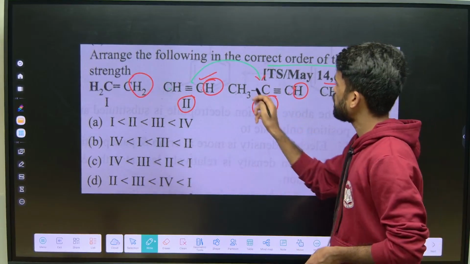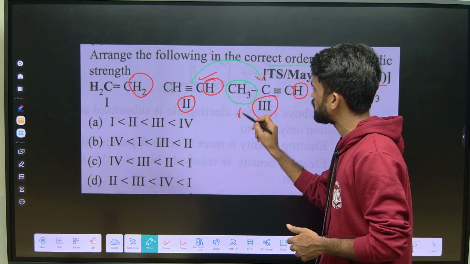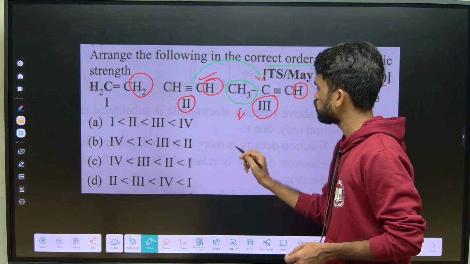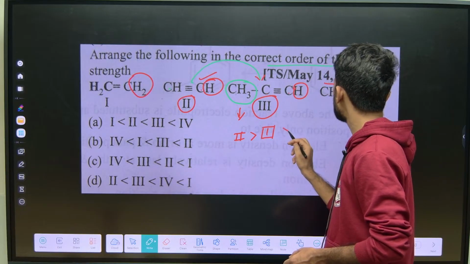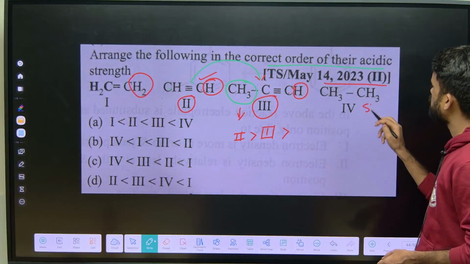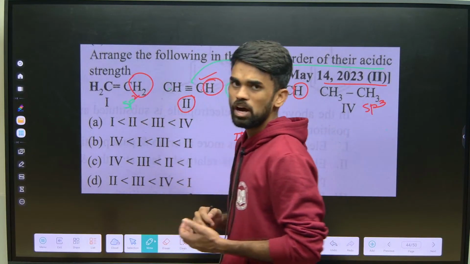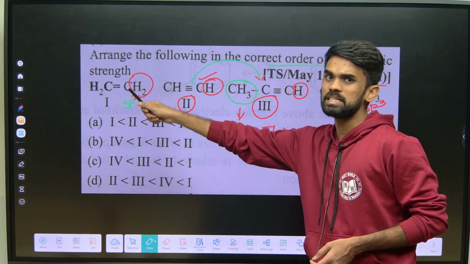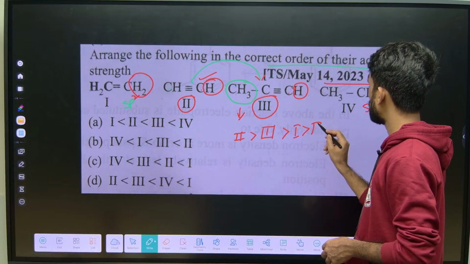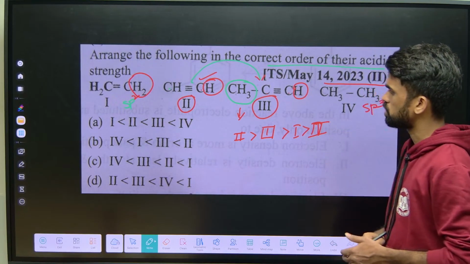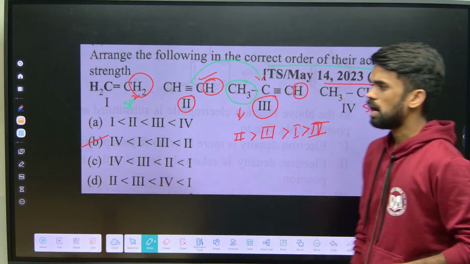See here, whenever electron releasing groups like alkyl groups are there, the acidic nature relatively decreases. Therefore, there is no such group here. So 2 is more acidic, after that 3, and after that you have carbons with sp3 hybridization, and here carbons with sp2 hybridization. So where do we have more acidic nature? sp2, because it is more electronegative. So 2, 3, 1, 4. This will be your answer for the question. So option B is your answer.